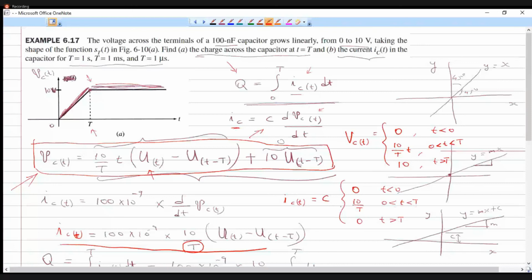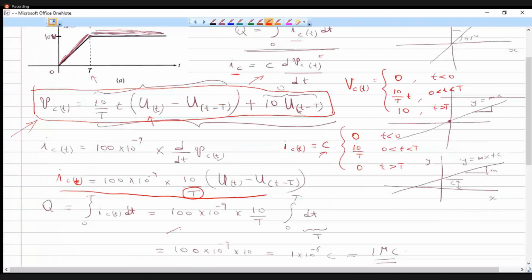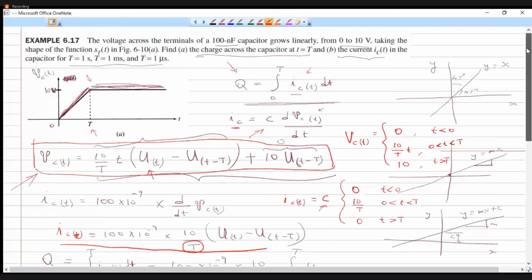Now you have got IC(t), which is equal to C into 10 by T. Then you can integrate from 0 to capital T, which will return the same value. Here this is the C value, and this is IC(t), which is equal to 10 by T, and integrate it from 0 to capital T. Then you will get the charge. So that is one method.